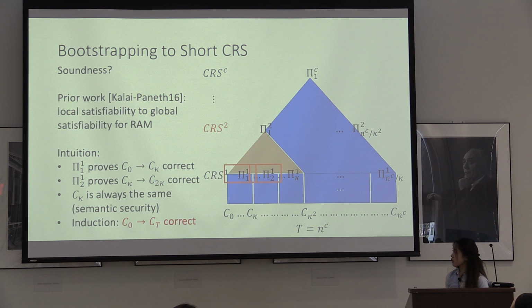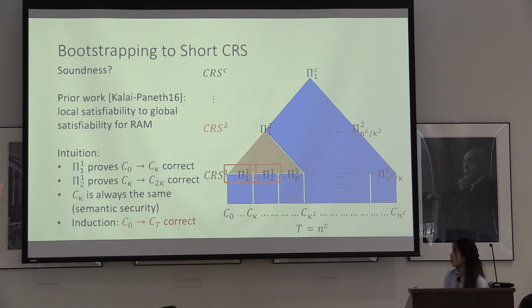So because of this, we know that by the first proof, C kappa is correct from C0, and then C kappa will be the same when we read it again with the second proof. And so C2 kappa is correct from C0. And so we can use this idea to inductively argue that going from C0 to CT, that this entire computation, the last configuration must be correct. This is just for the second layer, but the same idea holds in all of the later layers. And so together, we can use this bootstrapping idea to still obtain a sound scheme for deterministic computations.